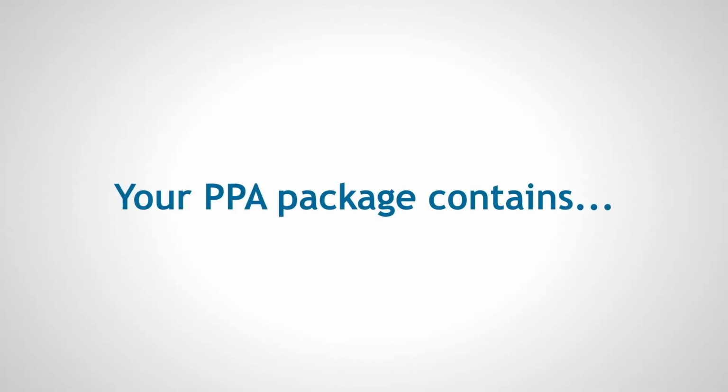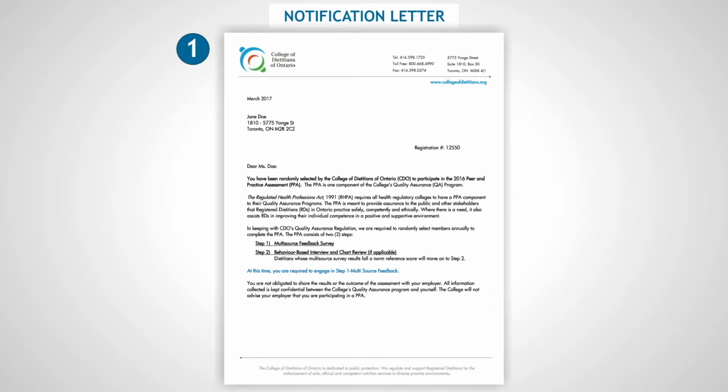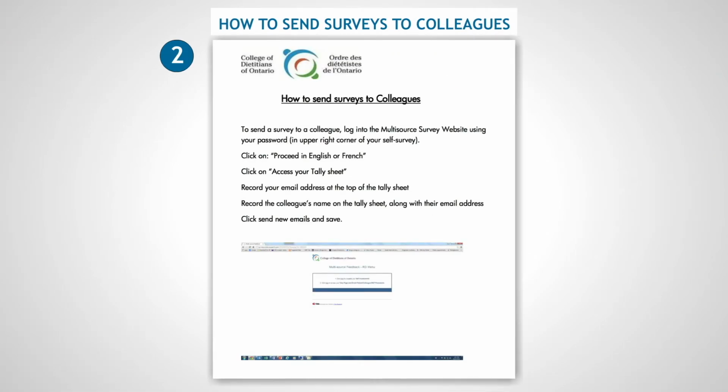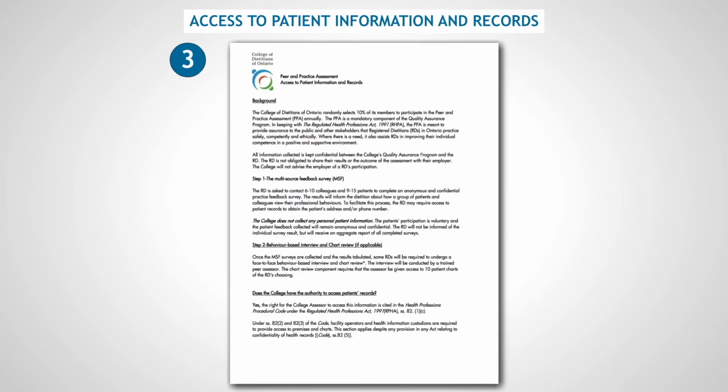Your Peer and Practice Assessment package contains a notification letter with your password, which you will use throughout the process. You will also receive instructions on how to send surveys to colleagues, and information labeled Access to Patient Information and Records. This will explain your PPA process to your manager if needed.